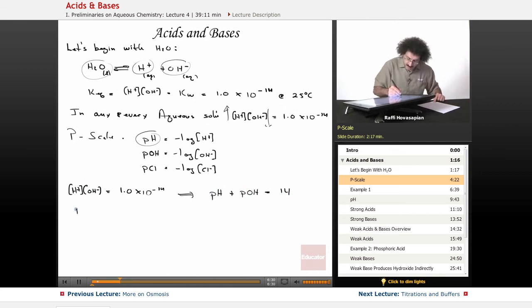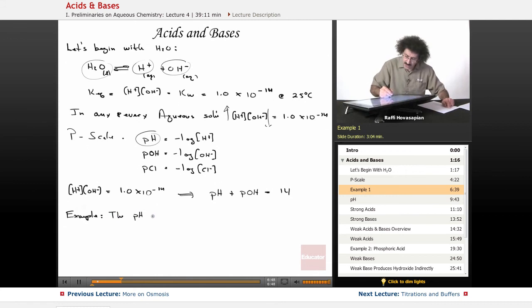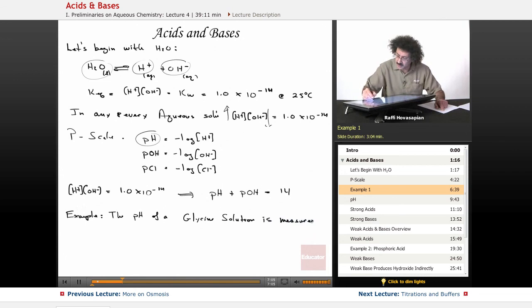Okay, so let's see what we have here. So let's do an example just real quickly. The pH of a glycine solution. Glycine is an amino acid, and we'll get to that in just a couple of lessons when we start to discuss proteins, is measured to be 5.4. Okay. The question for us is, what is the hydroxide ion concentration? What is the hydroxide ion concentration in the solution?